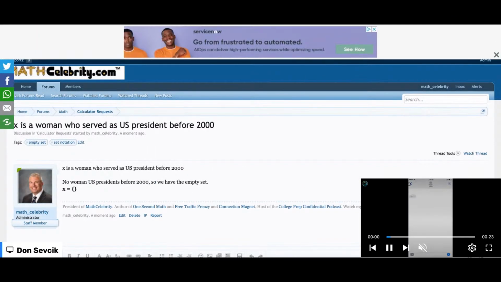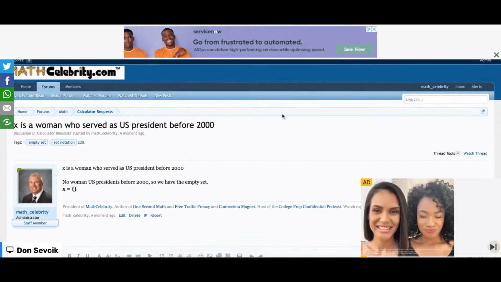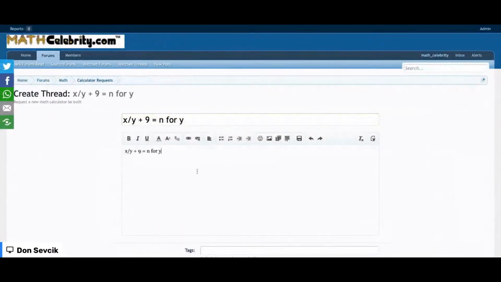Pick out some of these here at random. We got a bunch of literal equations problems last night, so let's blaze through a few of those. We've got x divided by y plus 9 equals n for y. All right. First, subtract 9 from each side to isolate the y term. So we do this. Minus 9, minus 9. Cancel the 9s on the left side, and we get x over y equals n minus 9.